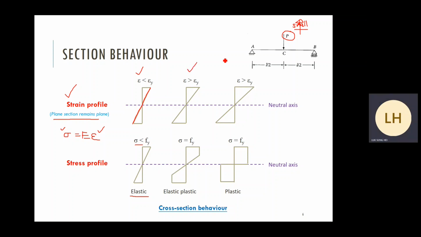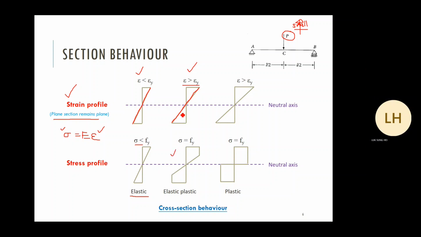The strain profile remains a straight line because of the same plane-sections assumption. Based on this assumption, we assume that the section remains a straight line, even beyond the yield state. Our strain is now bigger than our yield strain, and the material starts to yield. What about the stress profile?